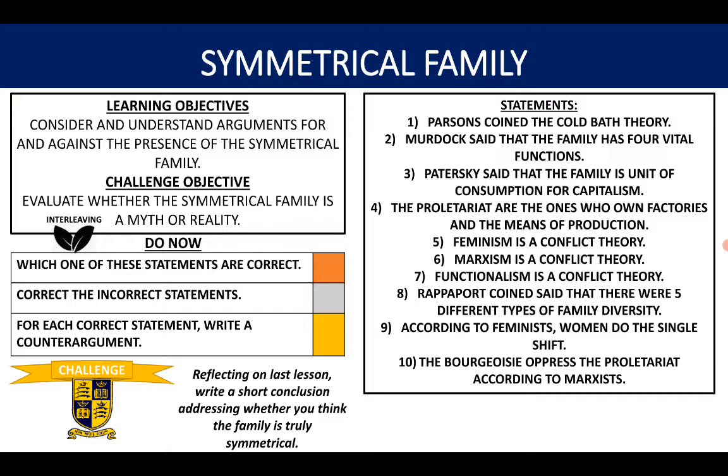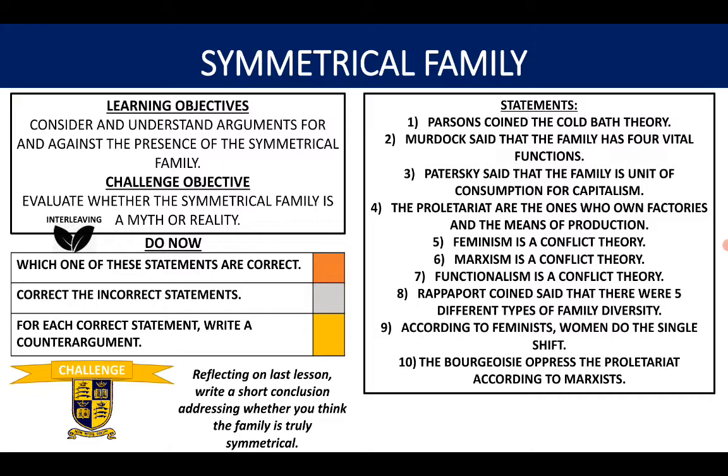Number 3, that should be Zaretsky. Zaretsky is the one who said that the family is a unit of consumption. Now, if we look at number 4, the proletariat are the ones who own factories and the means of production. That is going to be incorrect. It should be the bourgeoisie.